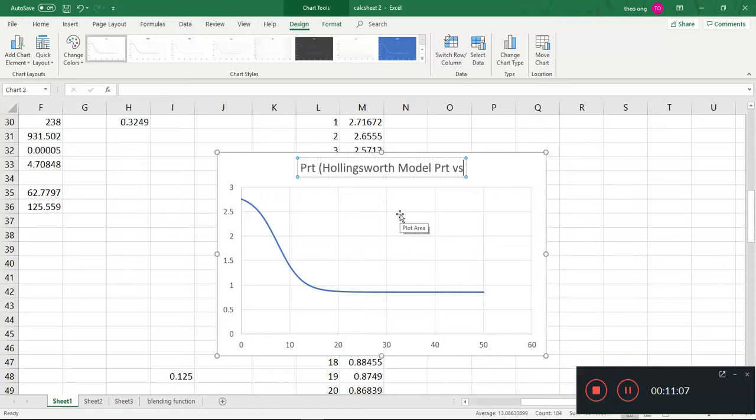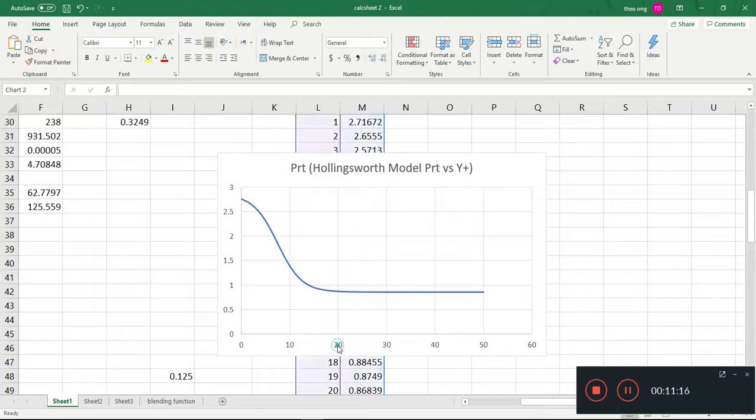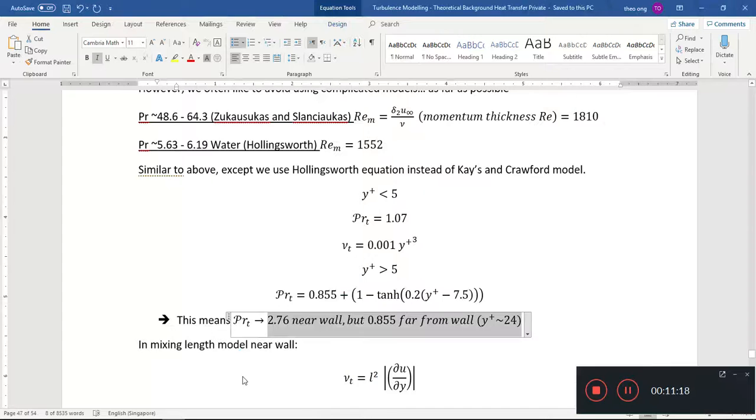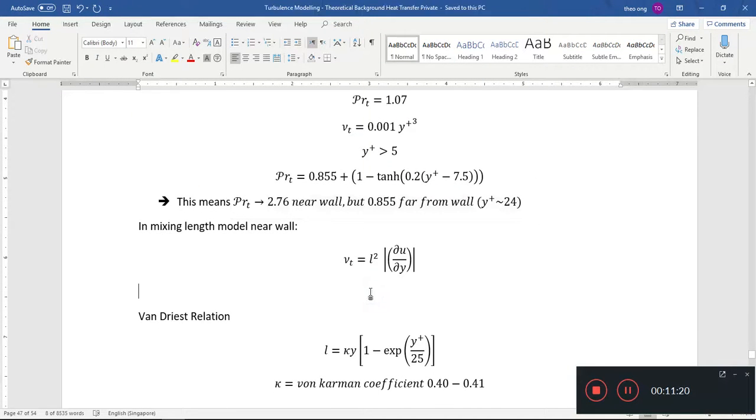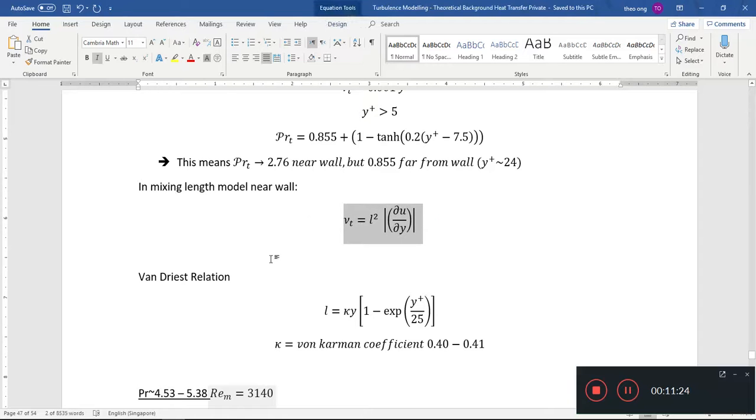PRT versus y plus. Okay, so this is what the model will look like. Of course, I didn't use a log scale in here, so you have to take note which is a log scale and which is not. Now, of course, we have the mixing length model near the wall, the same: nu t equals some characteristic length scale squared times the strain rate. And of course, you have your Van Driest relation here again, which I need to put a minus sign here.